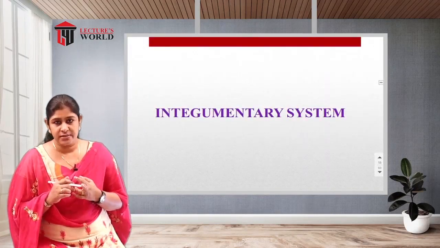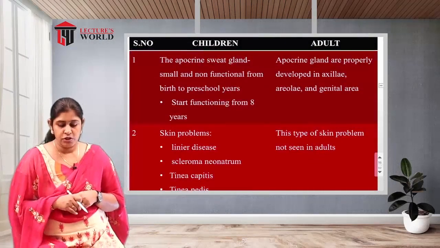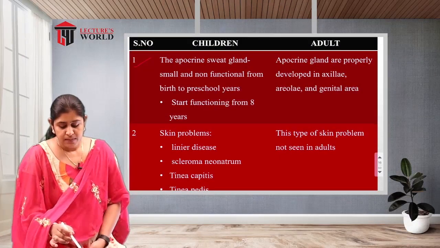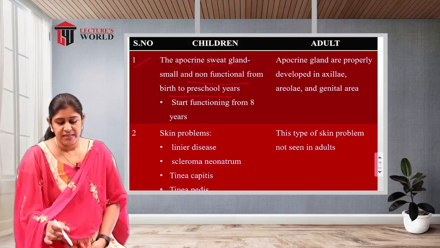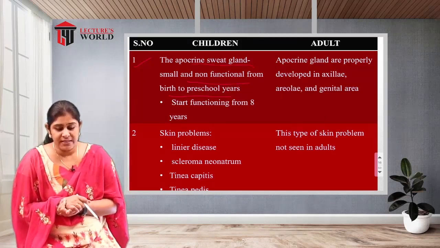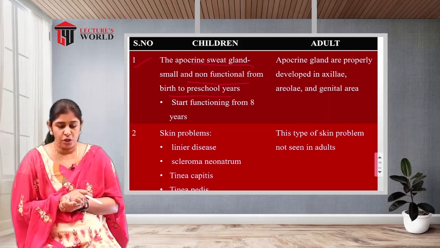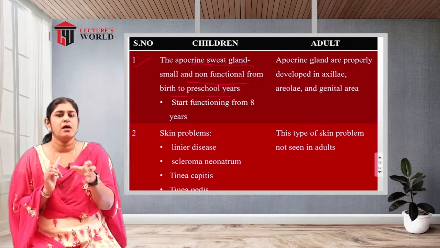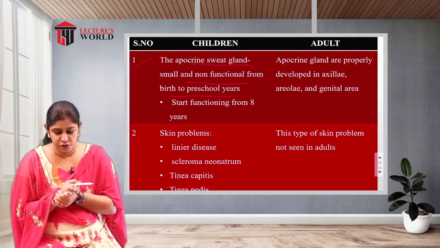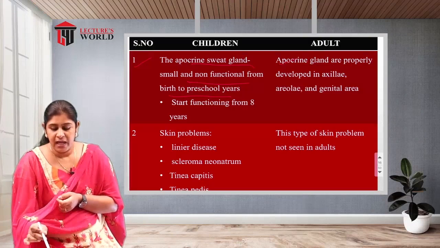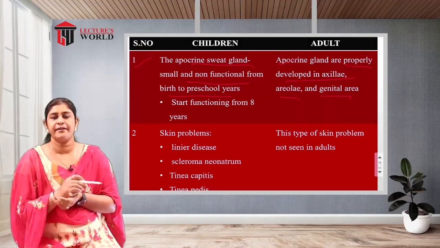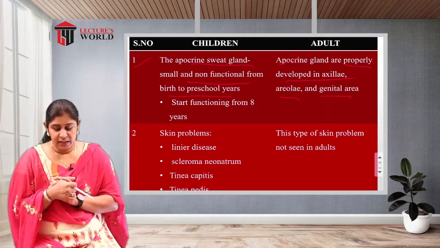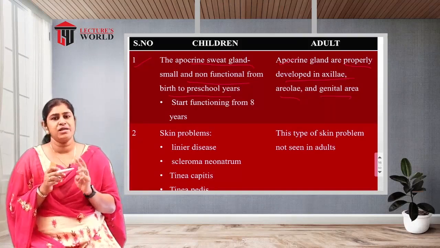Next is the integumentary system. In the integumentary system, there also appear certain differences. First is the apocrine sweat gland, which is small and non-functional from birth to preschool years. So we can say in children, the apocrine sweat gland, that is one type of sweat gland, is small and non-functional from birth to preschool years. Whereas in adults, apocrine glands are properly developed in the axilla, areola, and genital area.